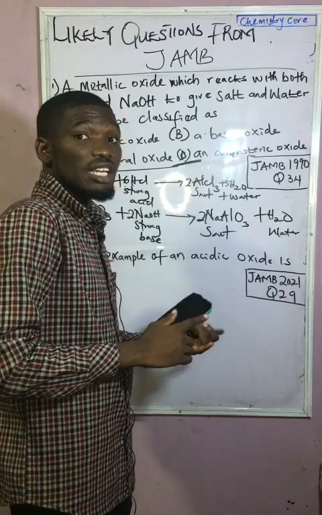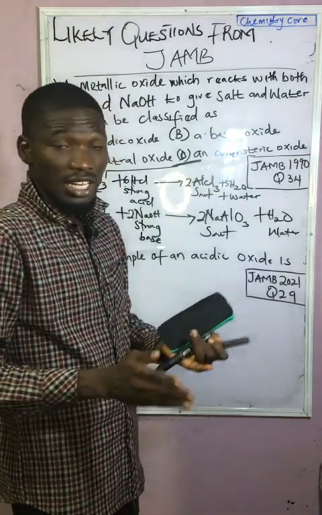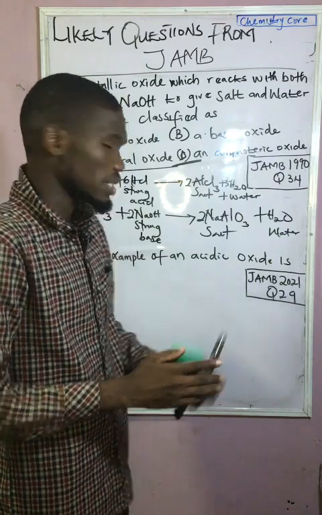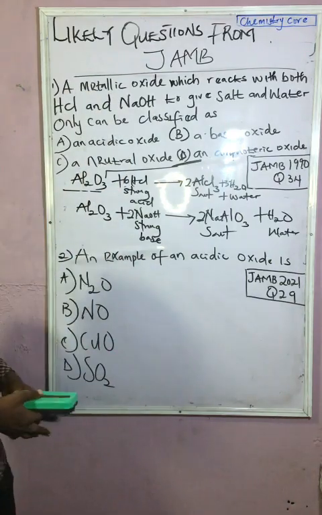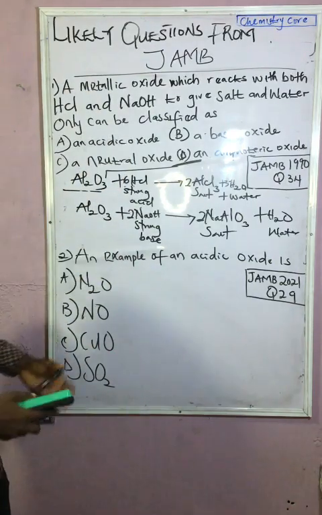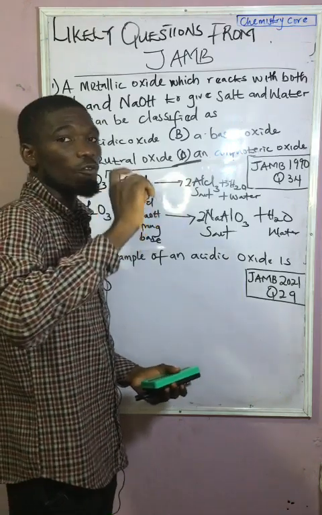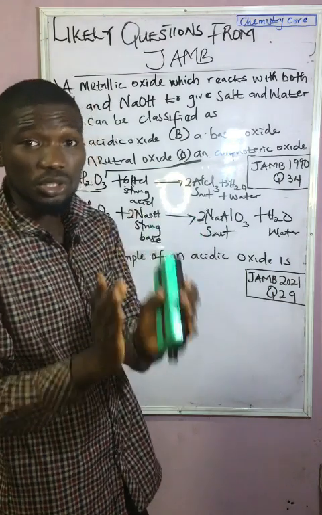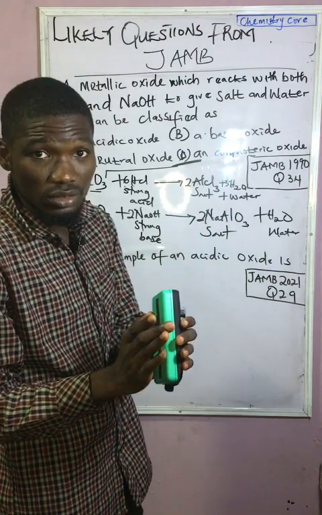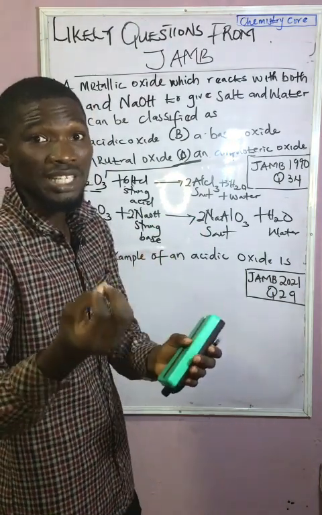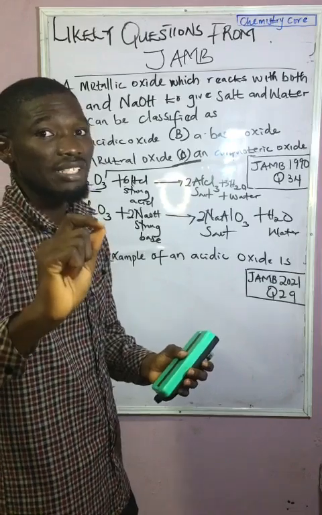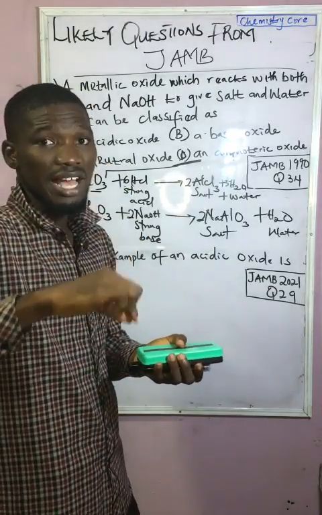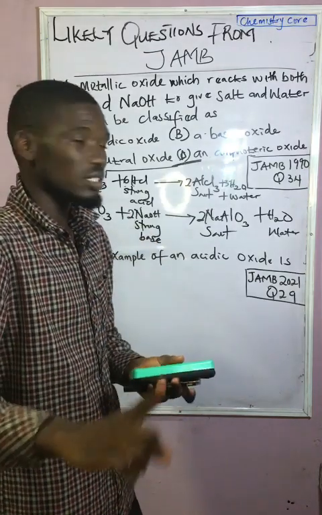So guys, the next one: an example of an acidic oxide is. Yesterday I only explained the basic oxide as well as amphoteric oxide, and the last one, which was what? Neutral oxide. And I'm looking at what you have on the board now. I give example of this now. So first and foremost, for every acidic oxide, when they react chemically with water, they will produce an acid, but the strength of the acid depends on the compound itself.